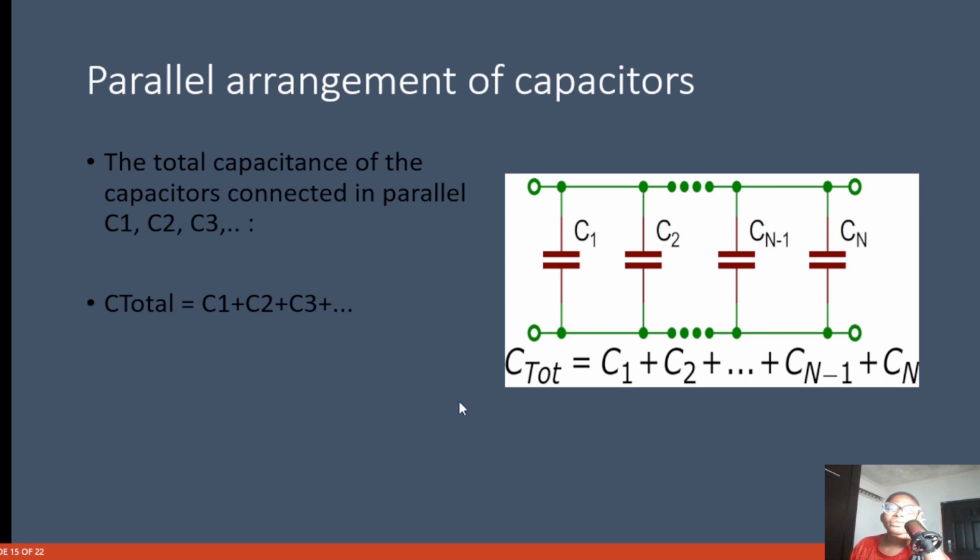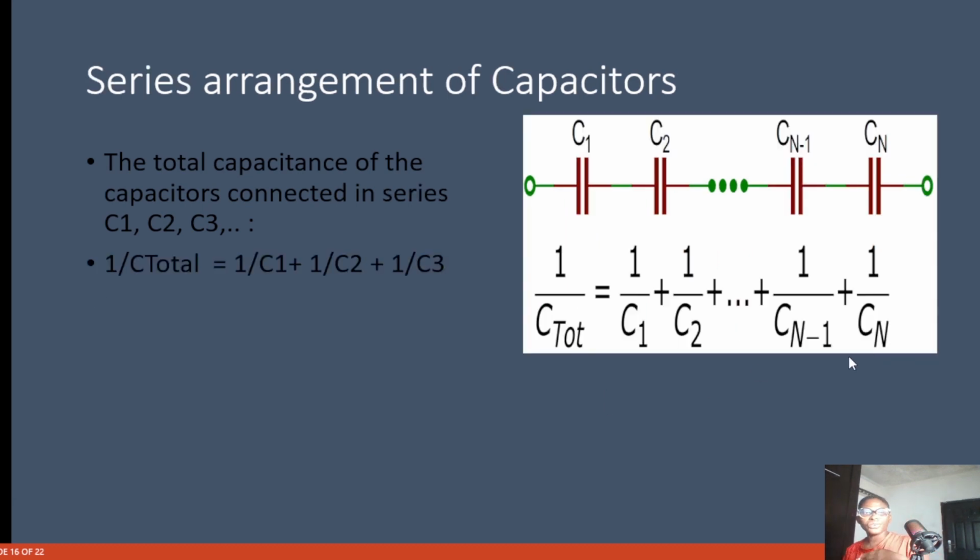Recall that for resistors, this was the series connection. When we wanted to calculate the total resistance, that's when we used addition. But for the capacitor, it is the parallel arrangement that we add together. So you just go C1 plus C2 plus Cn and so on. Also, the series arrangement is like the parallel arrangement in resistors. So the total capacitance of capacitors connected in series is 1 over C1 plus 1 over C2, as we can see from this place.